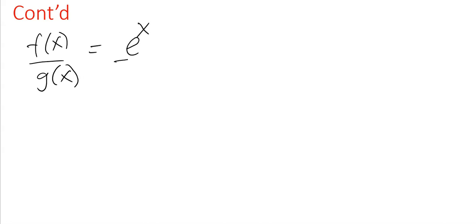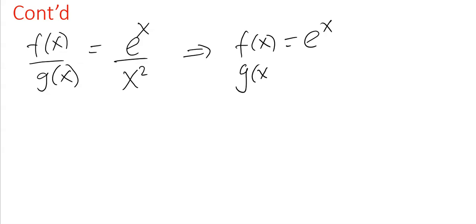Let us say we have the example f of x divided by g of x is equal to e to the power of x divided by x squared. So in this case, our f of x is e to the power of x. Our g of x is x squared. So we have to use the formula.